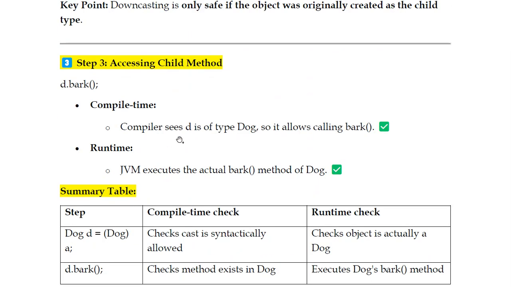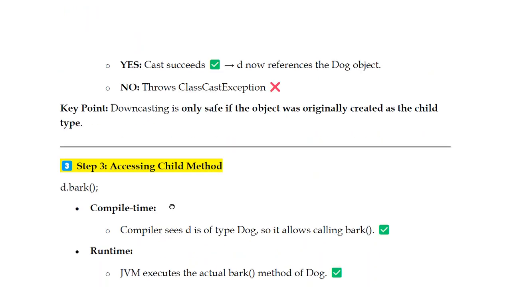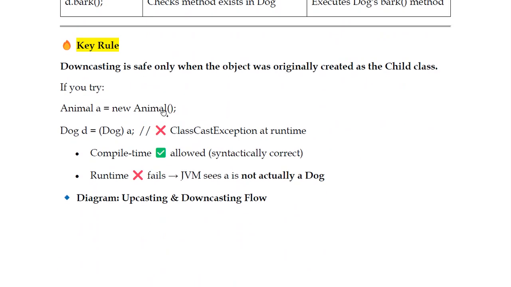I already clearly mentioned that at runtime it checks the actual object in the memory. Whether the actual object is present in the memory here? No, because only an Animal object is present in the memory. The Dog object is not created. It is not allowed. So is it right that compile time will check?